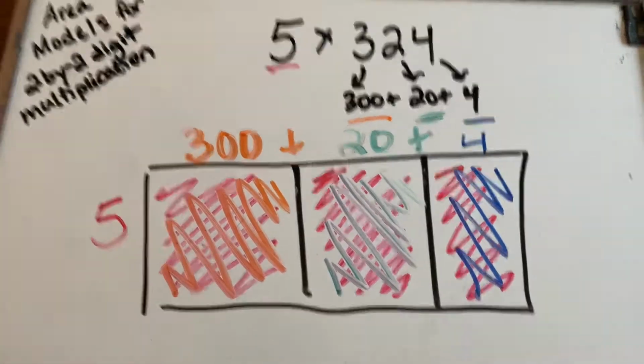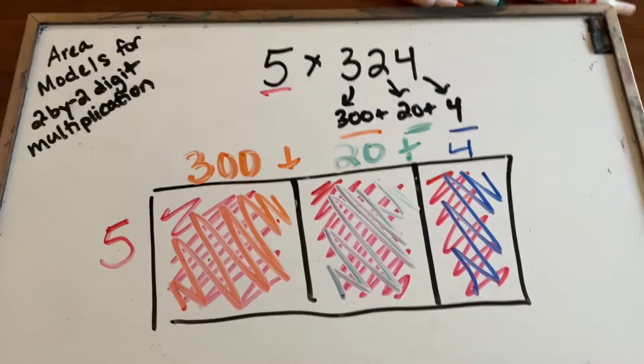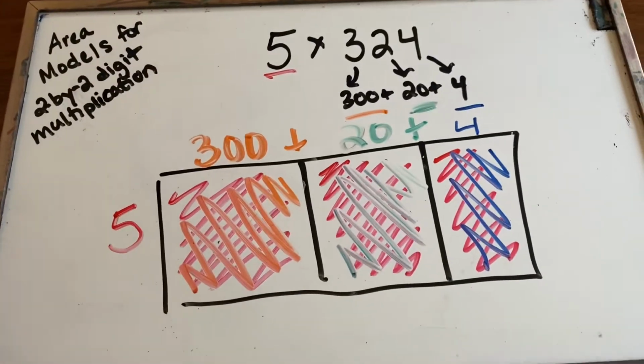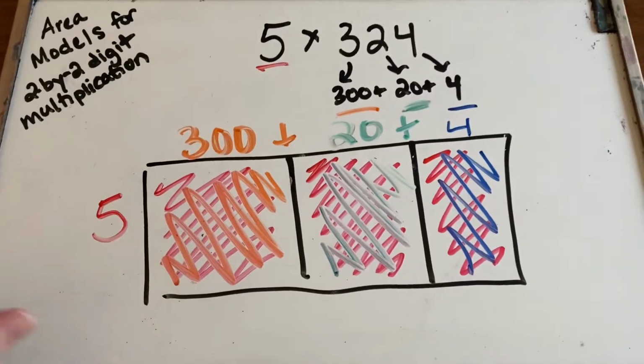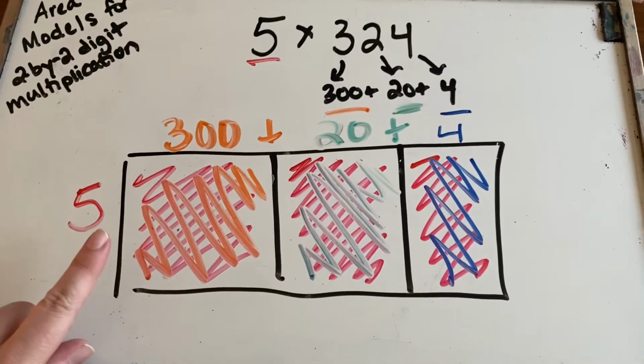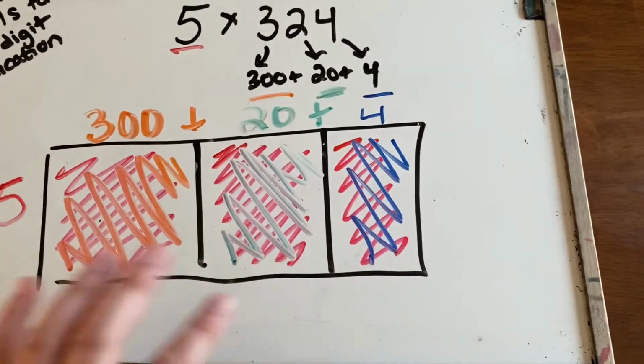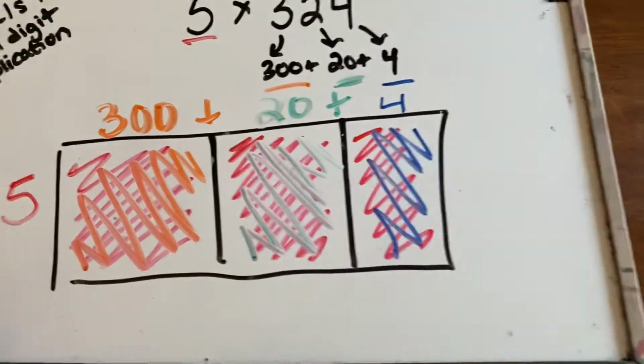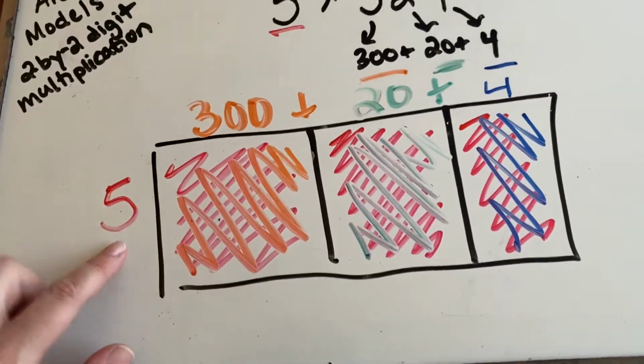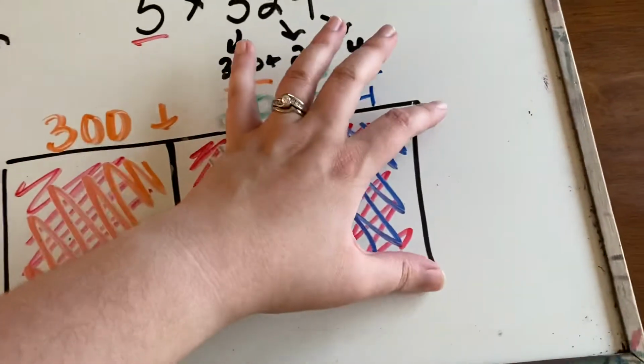Right? You're probably thinking, Mrs. Spears, why are you showing us this? We know how to do this already. I know you do, but I wanted to show you something. This 5 gets used in all 3 boxes. All 3 of these boxes have red in them because the 5 carries through the whole row.